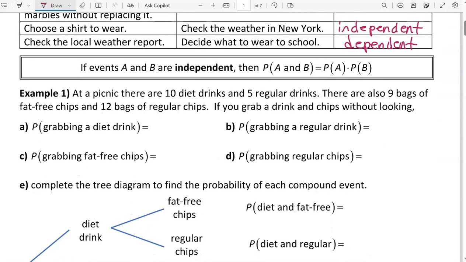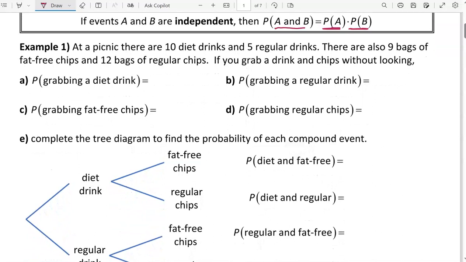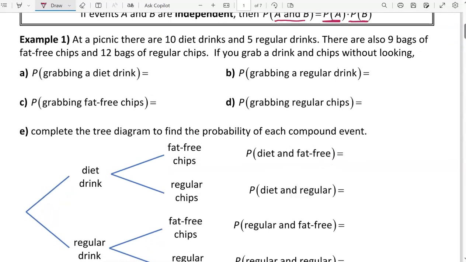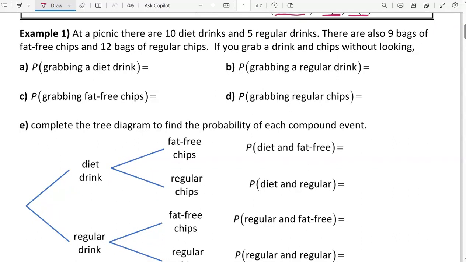All right, if I have two independent events, then the probability of A followed by B is equal to the probability of the first one times the probability of the second event. We can illustrate this with a tree diagram. So at a picnic, there are 10 diet drinks and 5 regular drinks. There are also 9 bags of fat-free chips and 12 bags of regular chips.